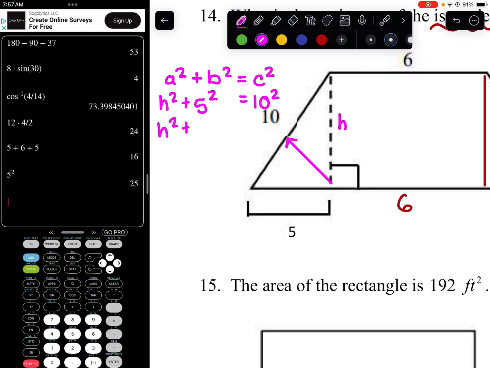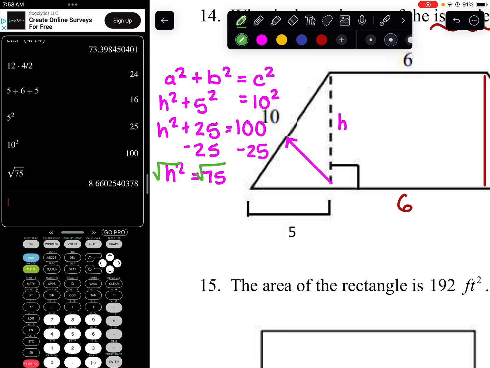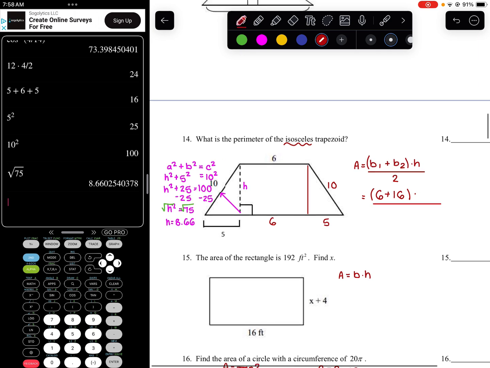5 squared, I'm replacing with a 25. 10 squared, I'm replacing with 100. To get h alone, let's go ahead and move this 25. 100 minus 25 gives us 75, and then let's go ahead and square root this. 8.66. Now we can go ahead and replace our height.